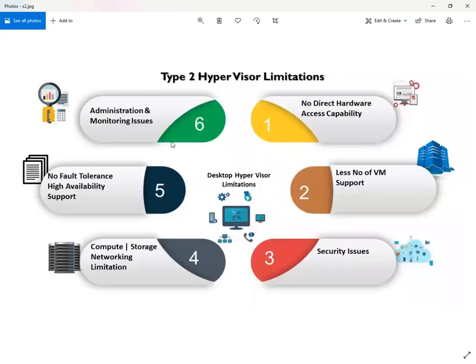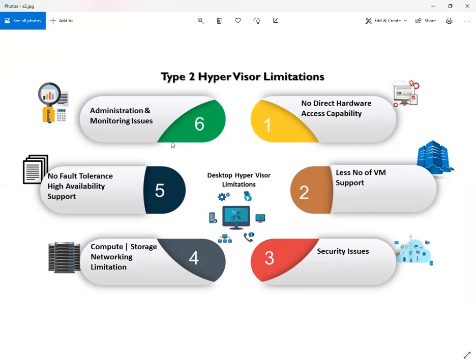So here we go. Here you can see that we have 6 major limitations regarding Type 2 hypervisor. The first one is no direct hardware access capability. This type of hypervisor is completely dependent on the operating system, and without an operating system we cannot deploy Type 2 hypervisor. I discussed this concept in detail in my previous sections.